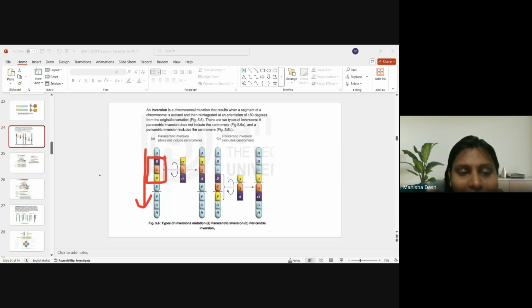So now what is the new sequence of the chromosome? Instead of A, B, C, D, E, F, G, now the sequence is A. The B has come to this location and D has shifted to this location. So now the new sequence is A, D, C, B, E, F, G, and H.